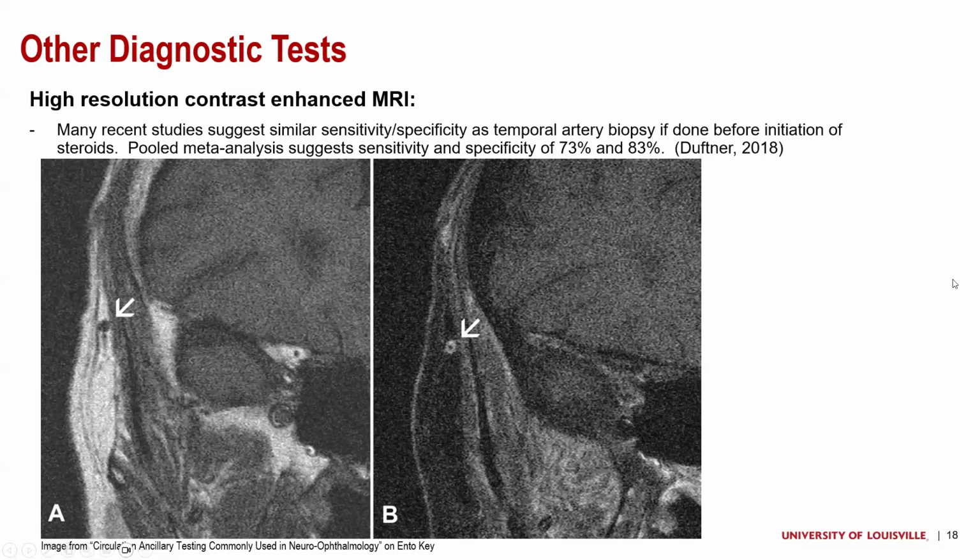And more recent studies have suggested if this is done before steroids are started, it can potentially have a similar sensitivity or specificity to a temporal artery biopsy. A pooled meta-analysis more recently suggests a sensitivity of 73% and specificity of 83%. This is a big change since I was primarily seeing these patients, so it's not something I can really vouch for by my own experience. I think it's very interesting, especially if these patients are able to get a very quick MRI before getting treated with high dose steroids.